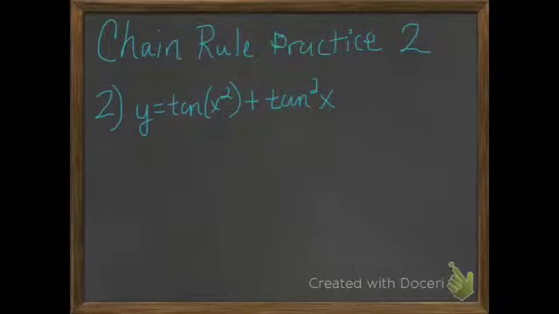Okay, here's a couple of the problems from chain rule practice number 2. First one I'm going to do is number 2, and the reason I picked number 2 is because this problem illustrates the difference between that exponent with the trig function. So we need to realize that in this first term it's the tangent of x squared, whereas in the second term it's the quantity tangent x squared.